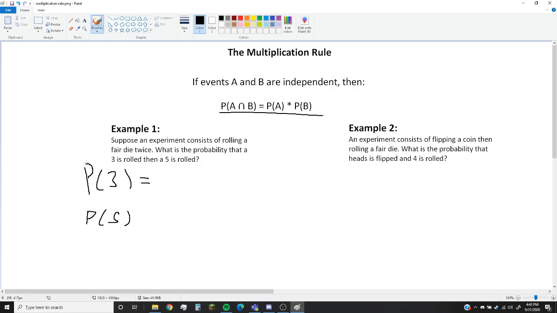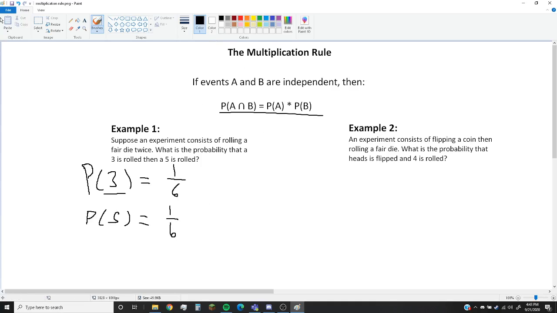So with a fair die, there's 6 sides. One outcome as 3 will tell us that the probability is 1/6, and the same thing for 5. The probability will also be 1/6.